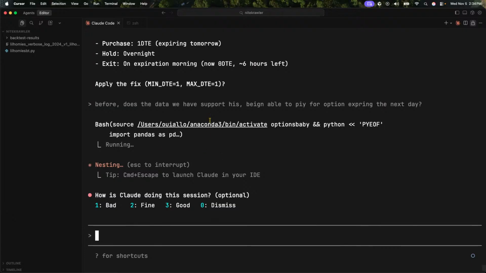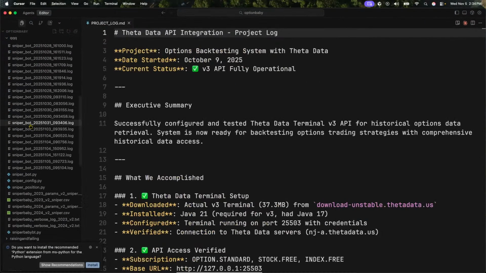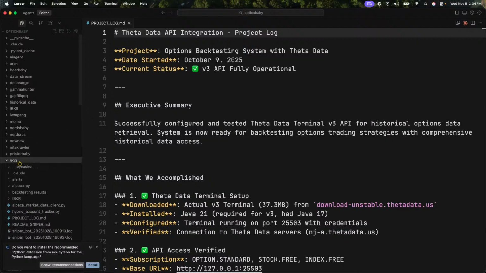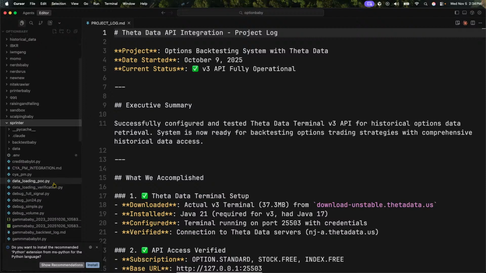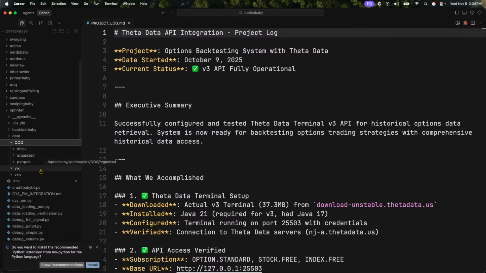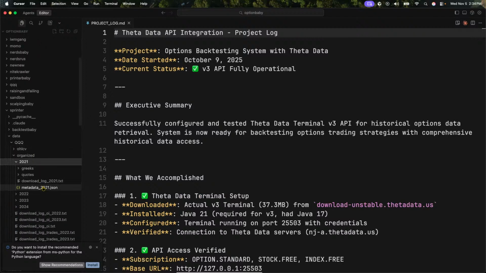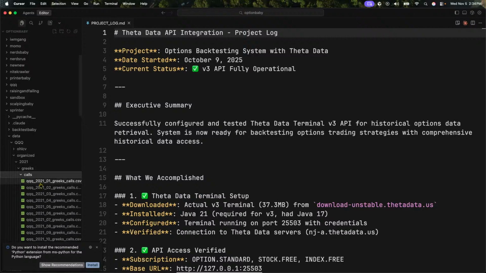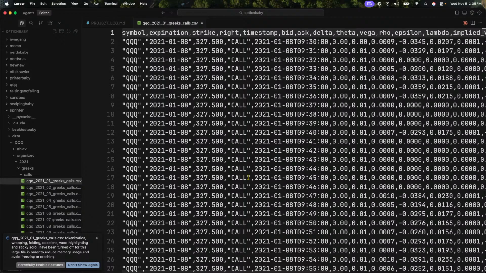Let me show you an example while I'm waiting on that output. Where are you? You're right here. Data, QQQ, organized, 2021, Greeks. And again, for Greeks, you have to go to calls inputs, right? So this is just January, bro.